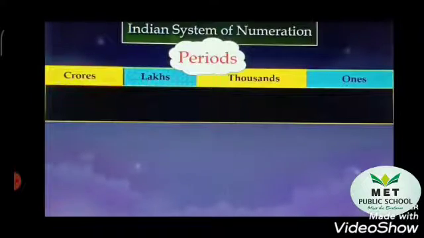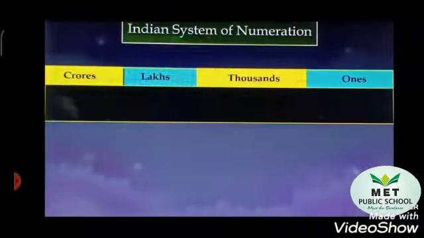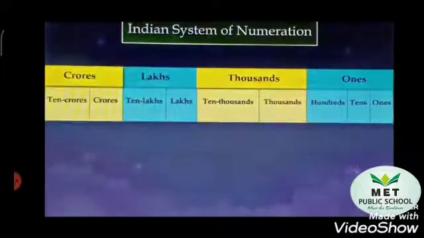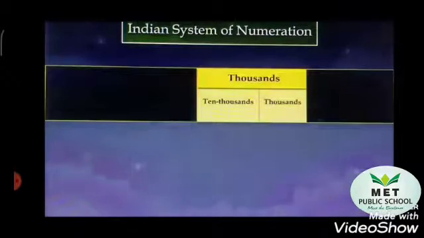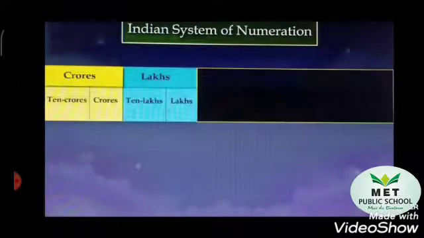These periods are again divided into sub-periods. Ones is divided into sub-periods ones, tens and hundreds. Thousand is divided into the sub-periods thousands and 10,000. Lakh is divided into sub-periods lakhs and 10 lakhs. Crores is divided into sub-periods crores and 10 crores.